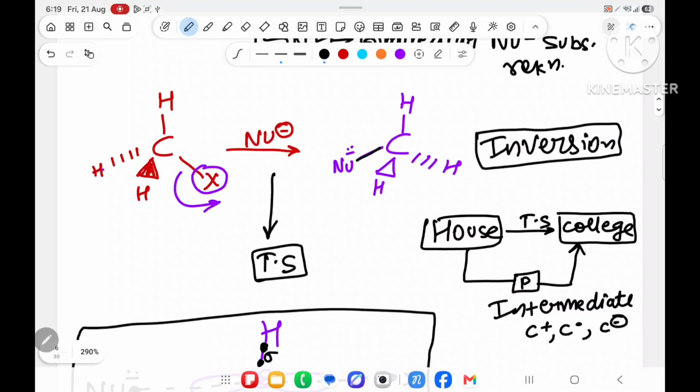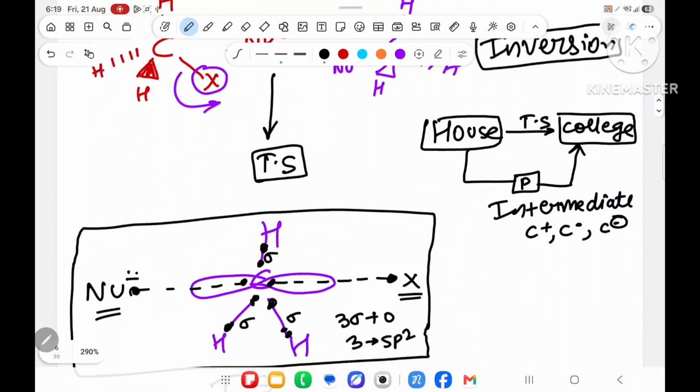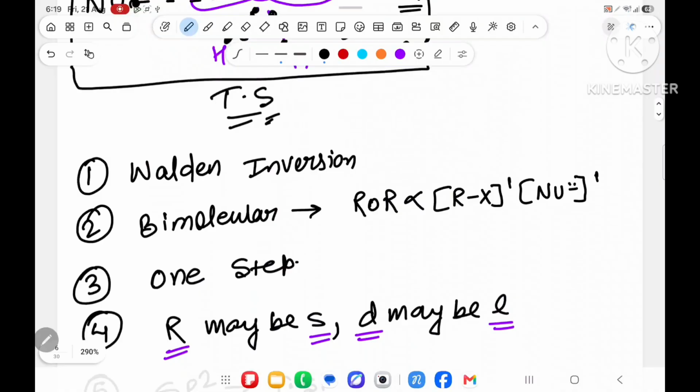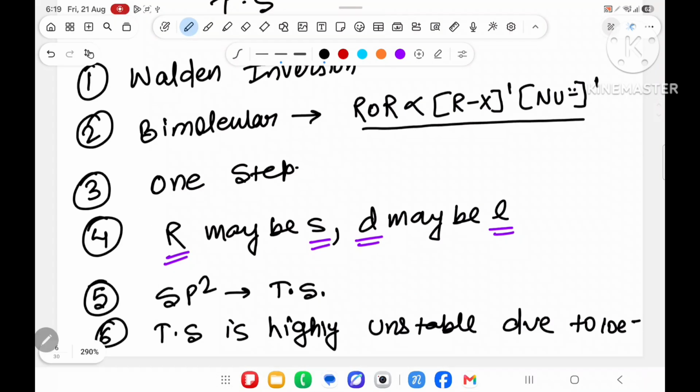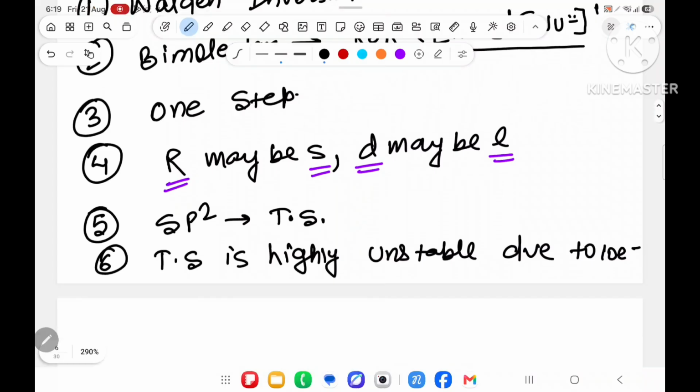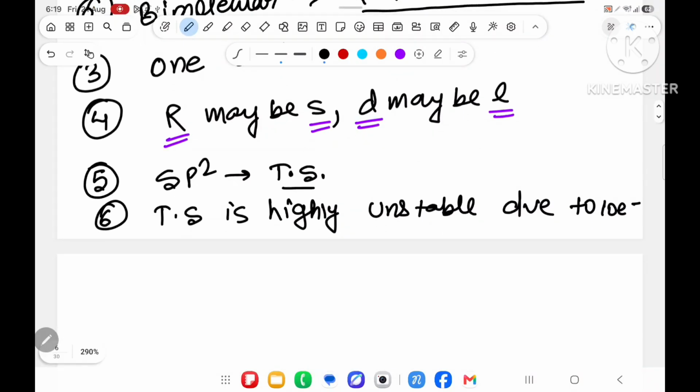So SN2 will be an inversion product. It has only one step, bimolecular, Walden inversion. It depends upon the alkyl halide as well as the nucleophile. R may become S, D may become L, or R may remain R, not converted also. sp2 is the transition state. Transition state is highly unstable due to 10 electrons.